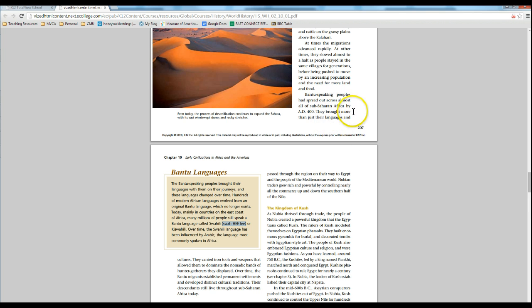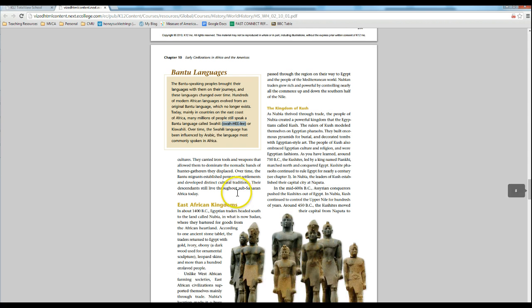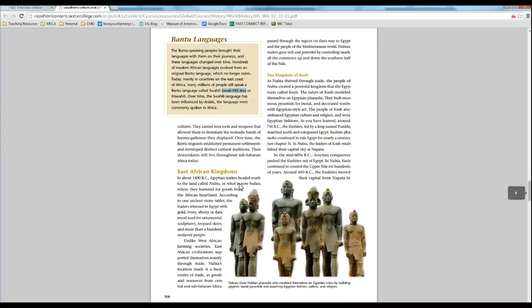They brought more than just their languages and cultures. They carried iron tools and weapons that allowed them to dominate the nomadic bands of hunter-gatherers they displaced. Over time, the Bantu migrants established permanent settlements and developed distinct cultural traditions. Their descendants still live throughout sub-Saharan Africa today.